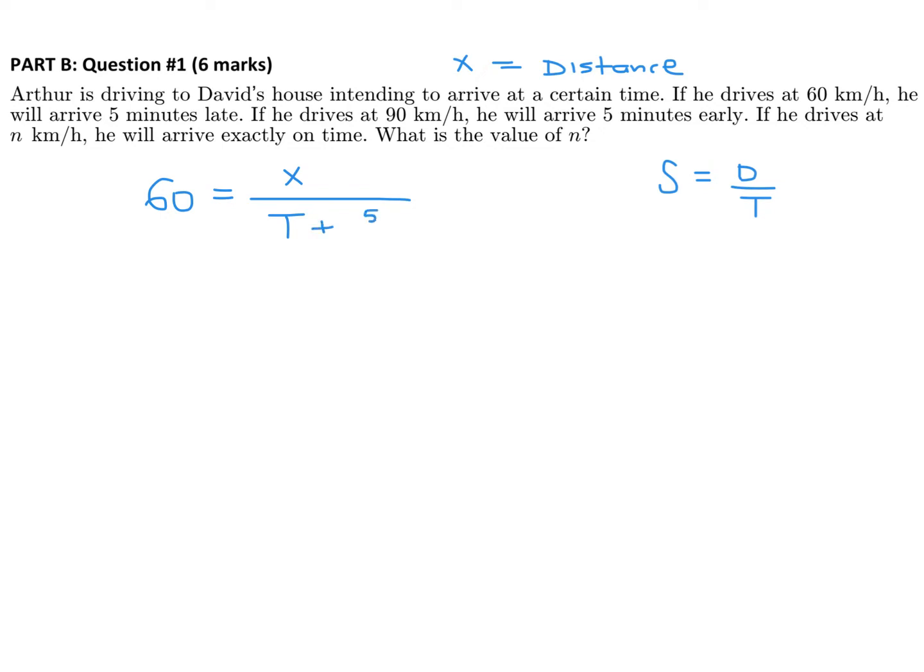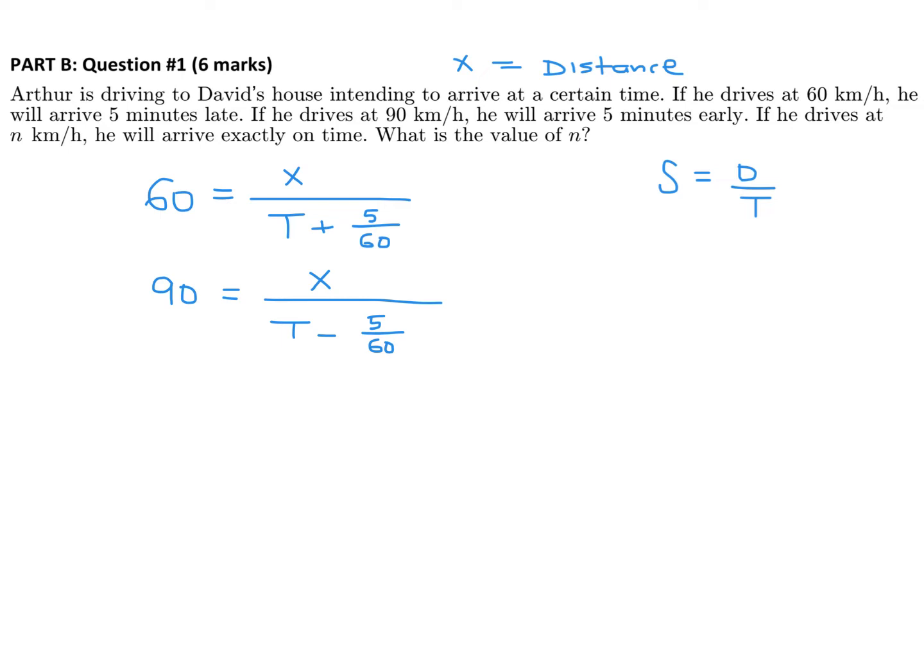Now, be careful. It's not 5, it's 5 over 60, because this has to be converted to hours, because this is in kilometers per hour over there. So this is our first equation. Second equation, the one where it's 90 kilometers per hour. Again, x is the distance, but this time it's t minus 5 minutes because he's arriving 5 minutes early. But don't put 5. Make sure you put 5 over 60. So there you go. Those are our two equations.